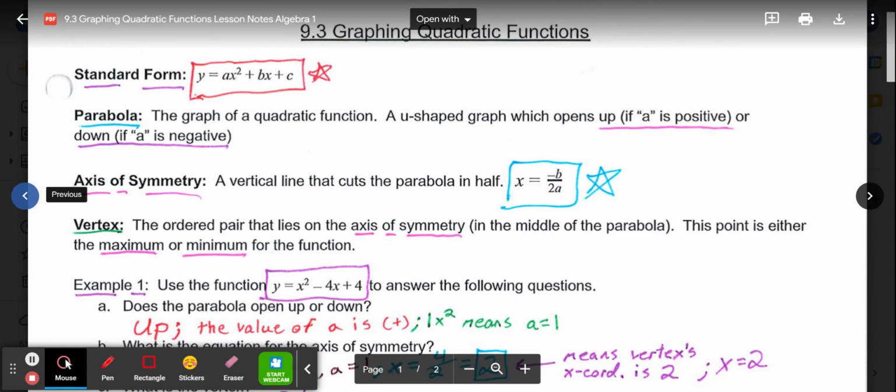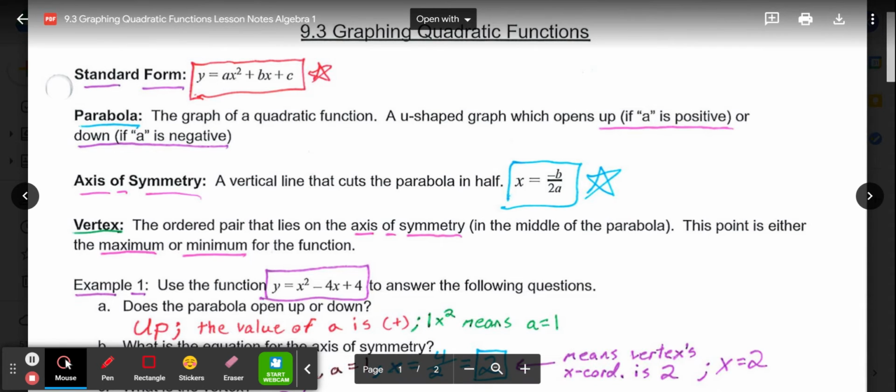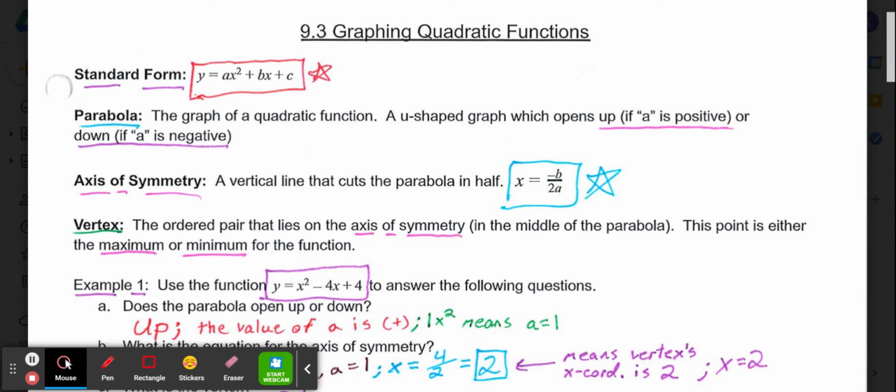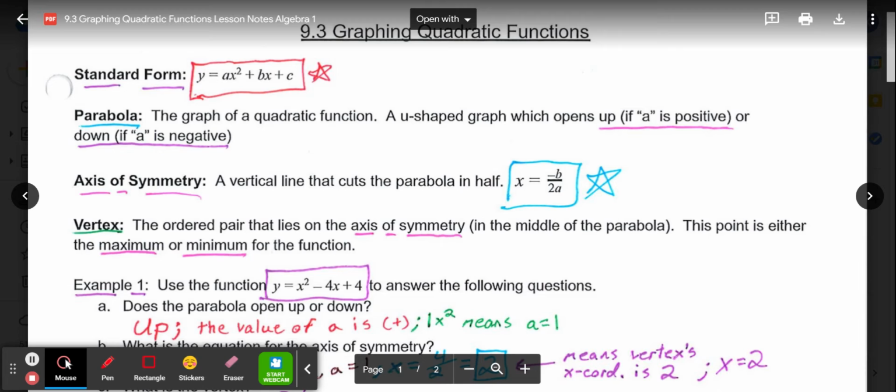And then we have the vertex. And the vertex is the ordered pair that is on the axis of symmetry. So it's in the middle of the parabola. And this point is either the maximum or minimum of the function. So it's either the lowest point if the parabola is opening up, or the highest point if the parabola is opening down.